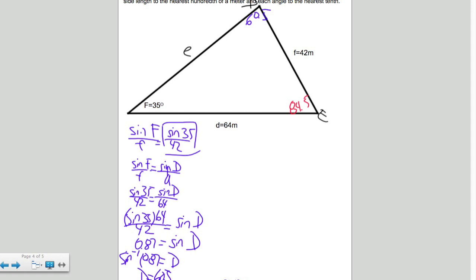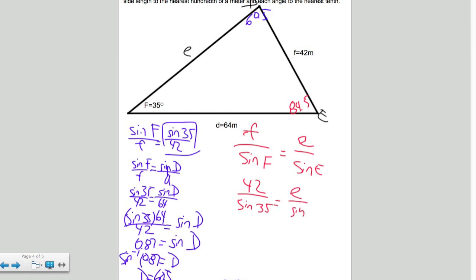So here I'm going to have sine of f over f. No, I want the side on top. So f over sine of f is equal to e over sine of e. So 42 over sine of 35 is equal to e over sine of 60.5. So e is equal to 42 times sine of 60.5 divided by sine of 35.